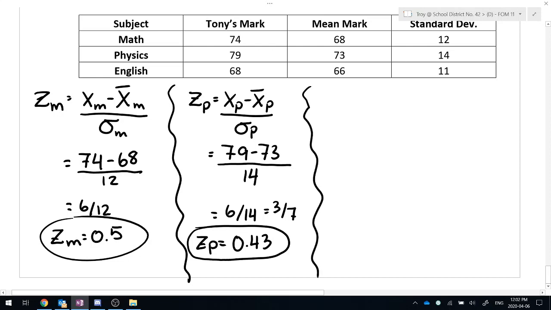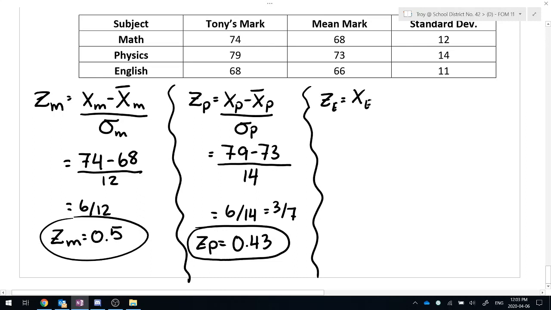He scored a 68, and the average was 66. So he only did 2% better than the average. But the standard deviation is the smallest for English. It's 11. So although he didn't score too much higher than the average on his English exam, because the standard deviation is smaller, smaller differences in his percentage will give him a higher z-score compared to the other classes. But let's do the calculation and see how it works out.